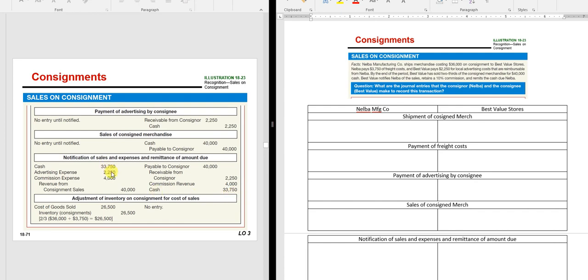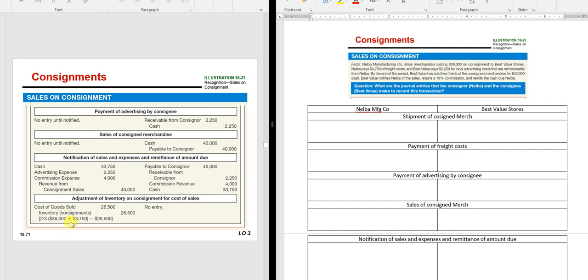So let's look at this side, which is basically sort of a mirror. They're going to get cash of $33,750. They're going to record consignment sales revenue of the $40,000. Then they're going to have commission expense for the $4,000. And remember, we never did put a payable on our books, but that was for advertising, so I'm going to have advertising expense.